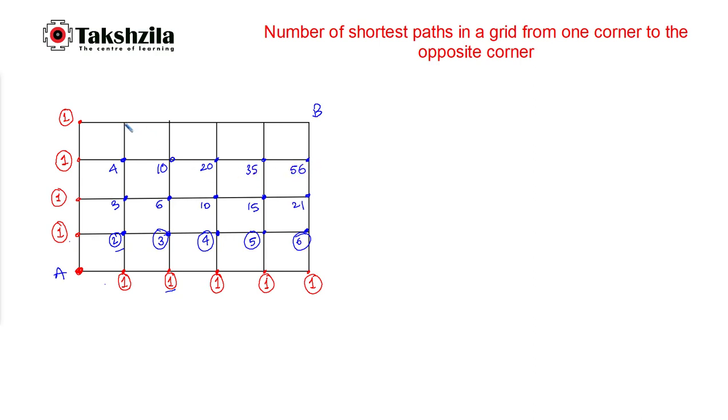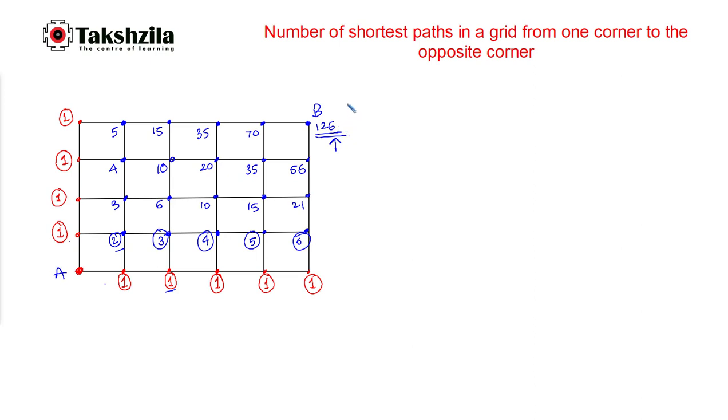Now to reach this point, 1 plus 4 is 5, 5 plus 10 is 15, 15 plus 20 is 35, plus 35 is 70, 70 and 56 is 126. So to travel from point A to point B, there are going to be 126 shortest paths along this grid.